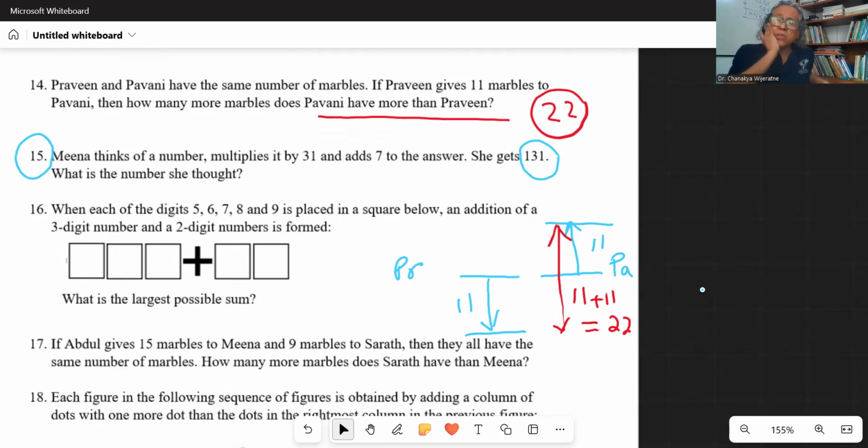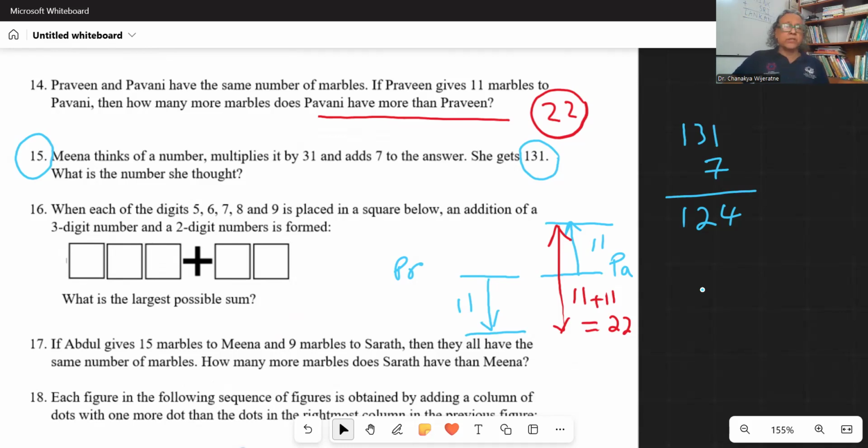So what if we do these two operations backwards, in the reverse order? We start with adding 7 to negate that, right? To get back to the original number she had before adding 7, we need to take away 7 from 131. You take away 7 from 131, what do you get? You get 124, right? So this is what she had before she added 7.